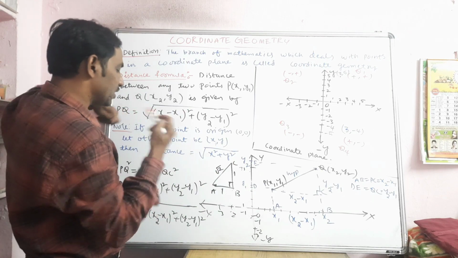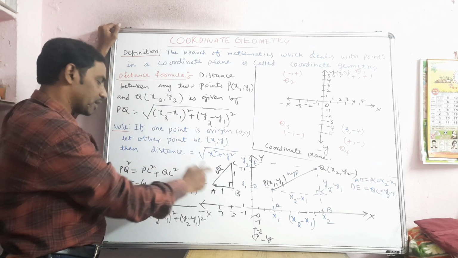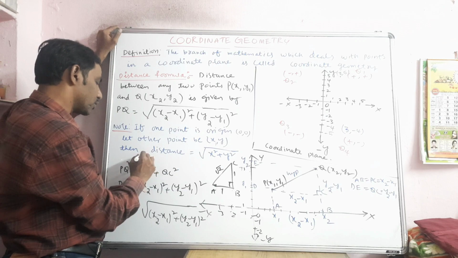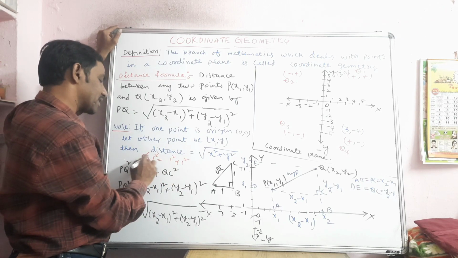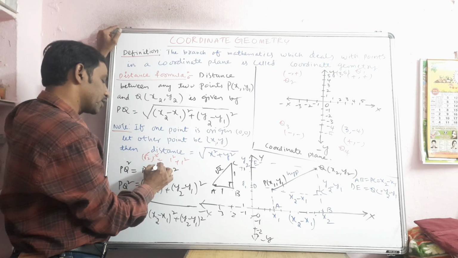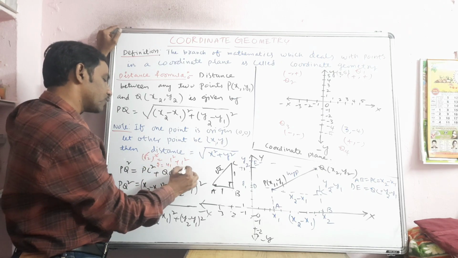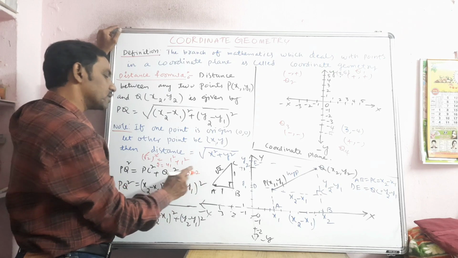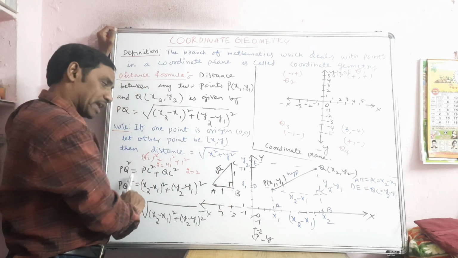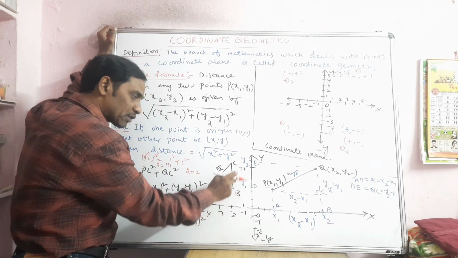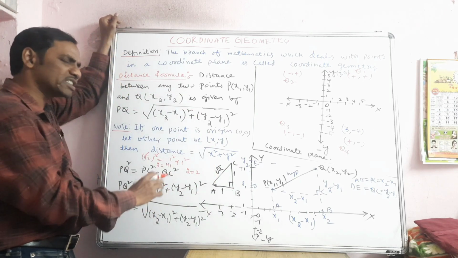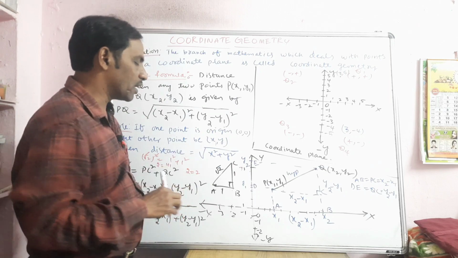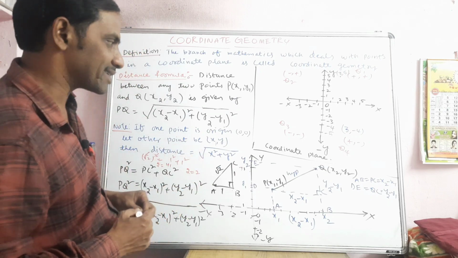Generally, for the hypotenuse, if you keep root 2 whole square, it will be equal to 1 square plus 1 square. So the root and square get cancelled, and you are writing 2 is equal to 1 plus 1, so 2 is equal to 2. So it means that it is forming a right angle triangle, and also two sides are equal, so you have to say it is an isosceles right angle triangle. So in that way we can use the distance formula for many purposes, to prove different quadrilaterals.